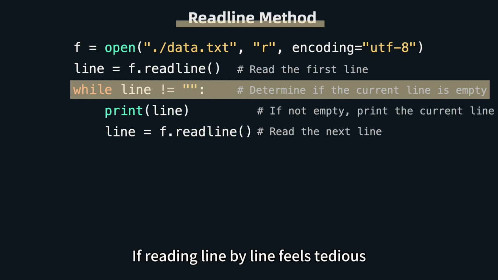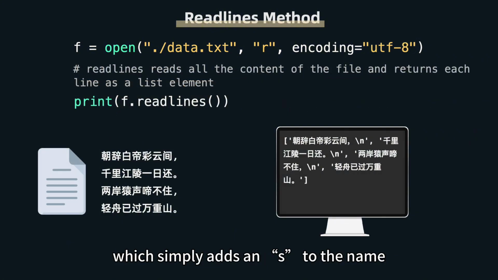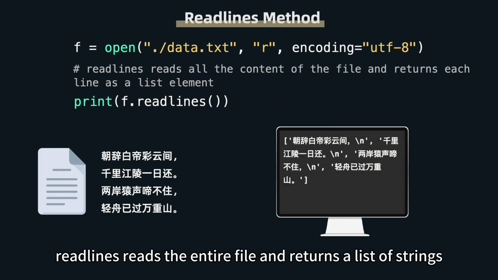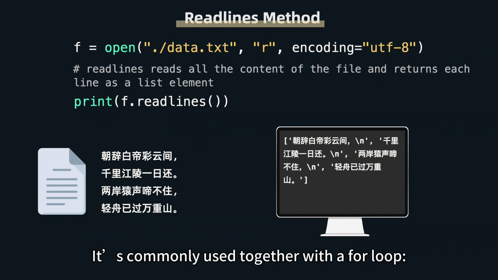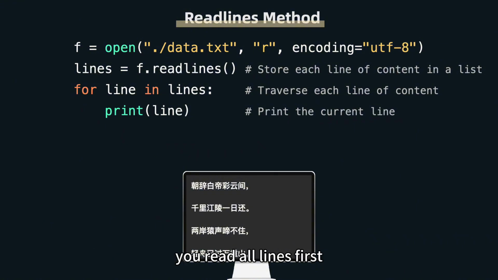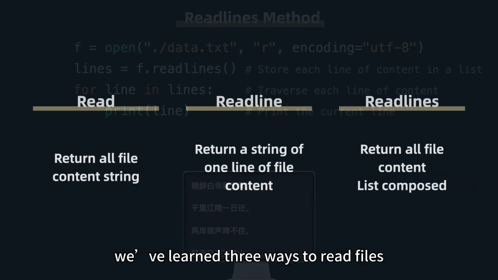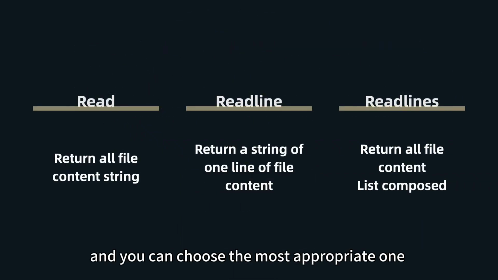If reading line by line feels tedious, there's another method called readlines, which simply adds an S to the name. Readlines reads the entire file and returns a list of strings, with each element representing one line. It's commonly used together with a for loop. You read all lines first, then iterate over them one by one. At this point, we've learned 3 ways to read files, and you can choose the most appropriate one depending on the situation.